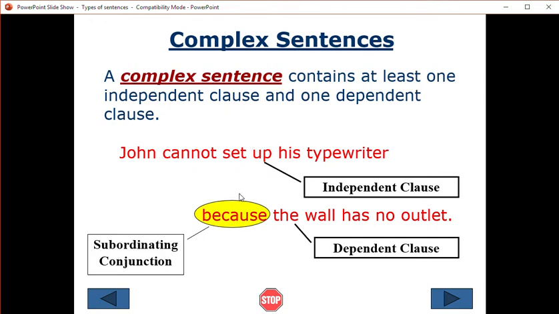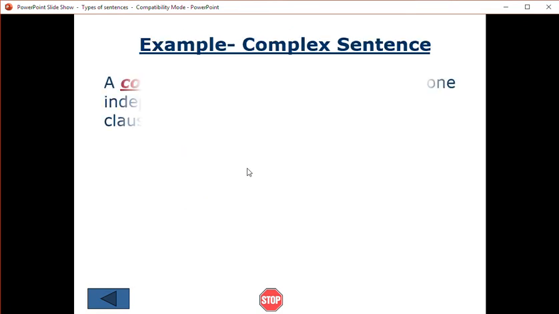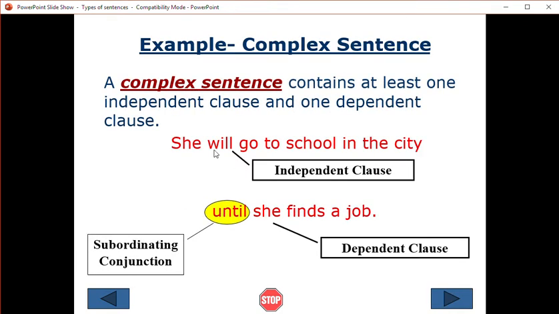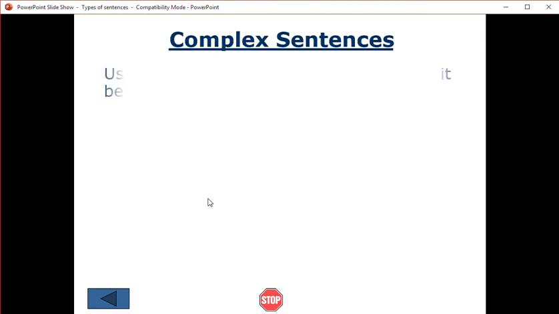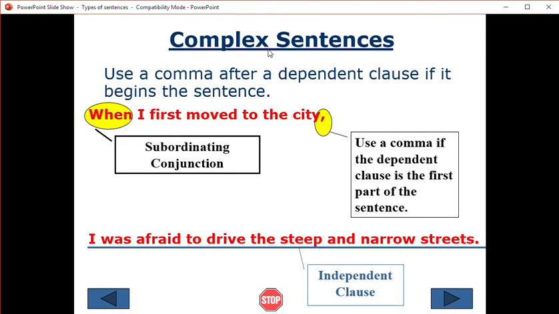So this is complex. Remember, baby and mama have a complex relationship. You cannot have a baby clause by itself, a dependent clause by itself. It has to be tied to an independent clause. Just another example here. She will go to school in the city until she finds a job. Same deal. Independent clause up here, she will go to school in the city, tied to the dependent clause down here, until she finds a job. This baby has to be tied to this mom. Again, if it just said she finds a job, that would be a complete sentence. It's the word until that makes it a baby. That's what makes it dependent. That subordinating conjunction.